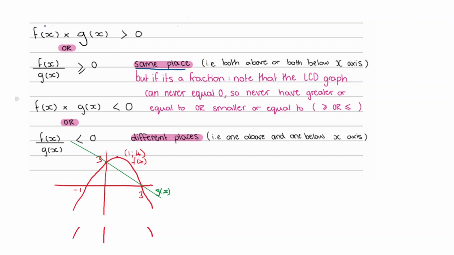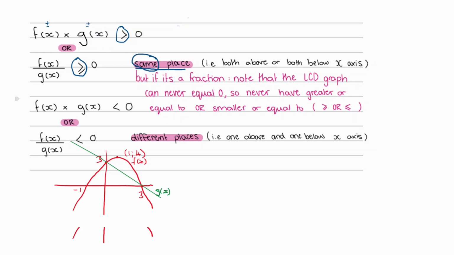Because if this graph was positive and this was in the same place, so it was positive, a positive times a positive makes a positive, which is bigger than naught. If f(x) was below the line, so if it was negative and at the same time g was negative, a negative times a negative would also make a positive. And so when I see this inequality sign, bigger than, I immediately just write the English word same. It's just in the same place.